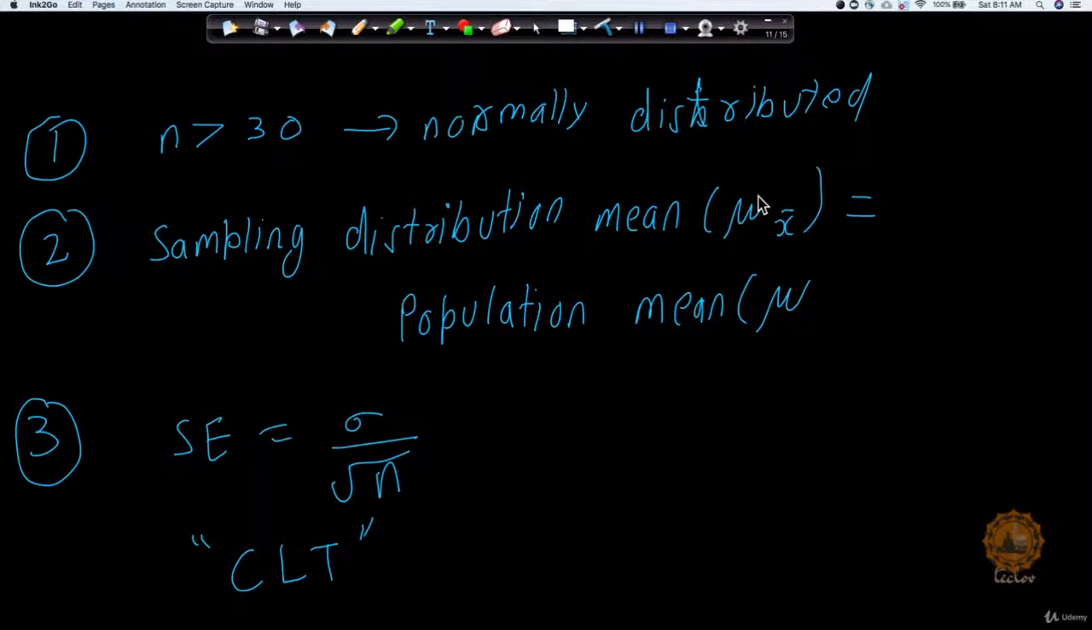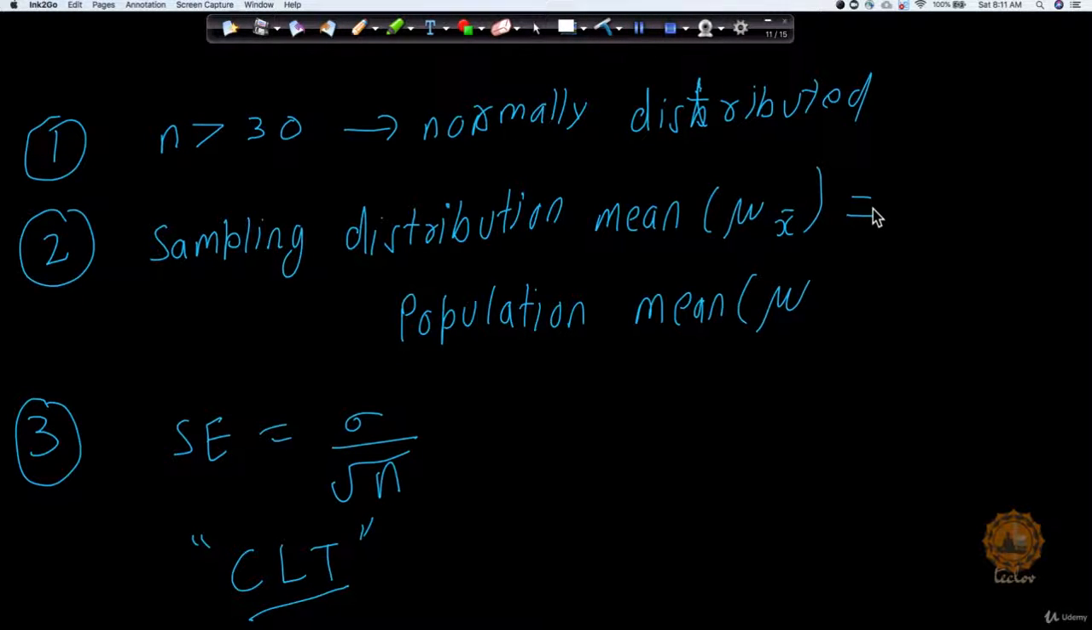So now, with whatever we have learned, we can come to a very interesting point or a theorem which we can call the central limit theorem. Let me explain what this is. Point number one for the central limit theorem is that if your data points get greater than 30, meaning for n greater than 30, the sampling distribution becomes a normal distribution. That is point number one.